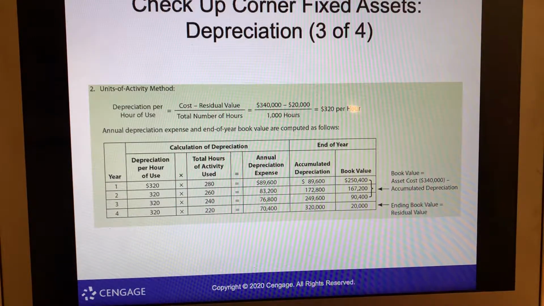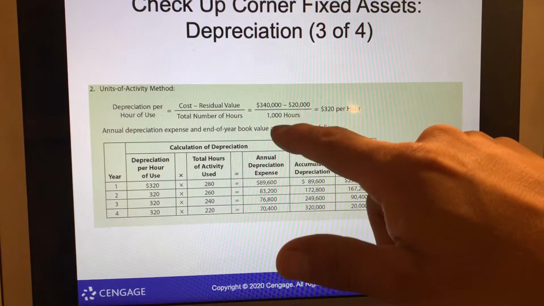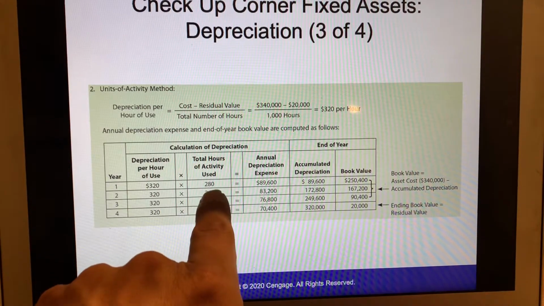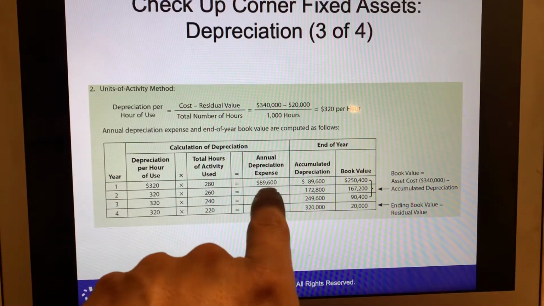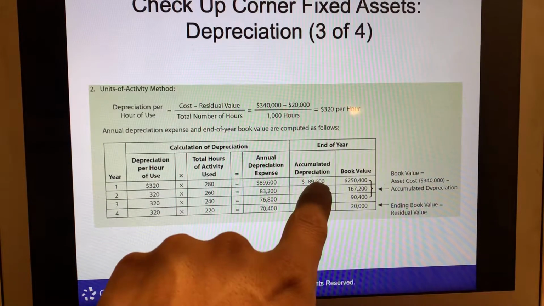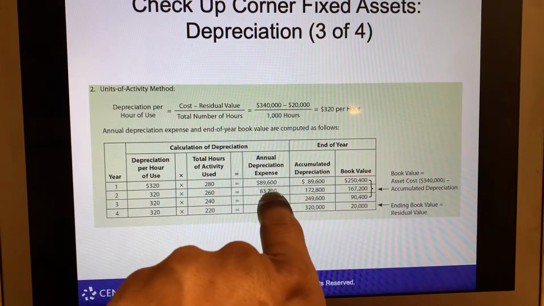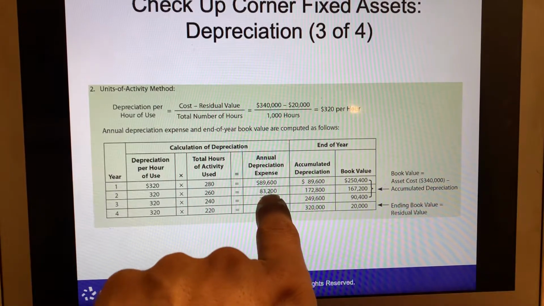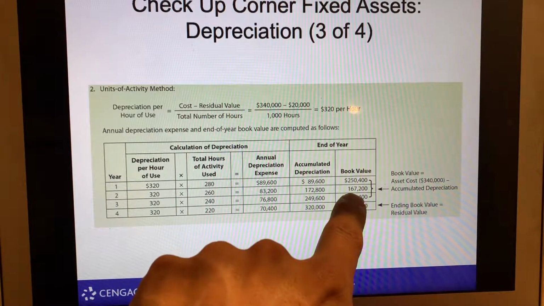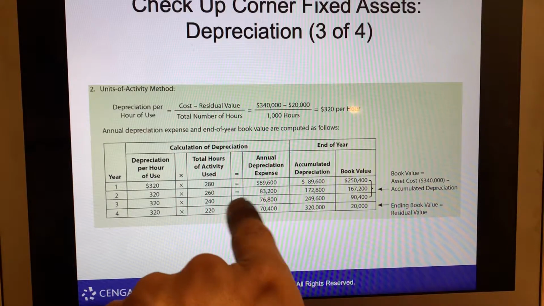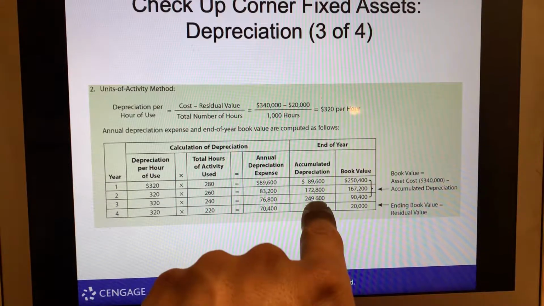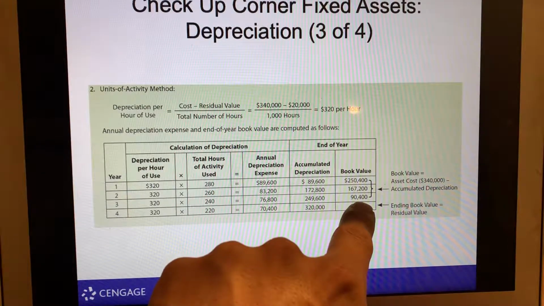So units of activity: again, 340 minus 20,000, and it says 1,000 hours total use, so 320 per hour. In our first year, we were told we used 280 hours. So 320 times 280 gives us 89,600, that's our accumulated depreciation. Now our book value would be 250.40. Next year is 260 hours times 320, which gives us 83,200, or 172,800 accumulated, and our book value will be 167,200. Next year was 240 hours, 76,800, and all we do is multiply those two. Our accumulated depreciation will be 249,600, and our book value is decreasing to 90,400.